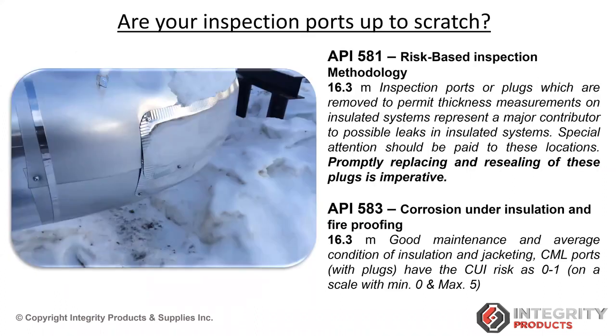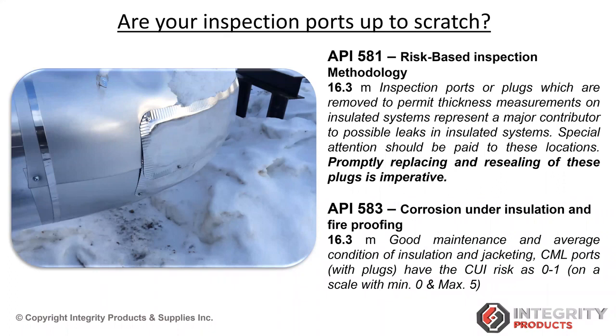So API 581 is, I would say, the core document for the detailed risk-based inspection procedures. In this figure, we can see the inspection port, although it looks nice and shiny, has some clear gaps on the sides. In climates where snow piles up on the surface, when the temperature increases the snow will melt and the moisture will find its way easily into the system. And this is definitely more of a problem in Canada, where we get lots of snow.